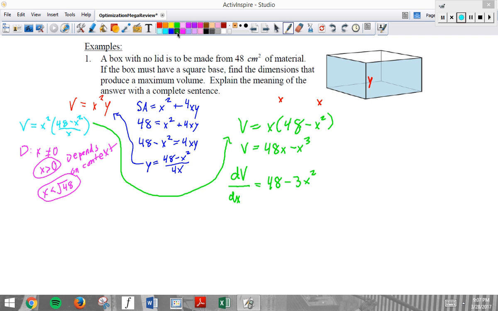Now we want to make a number line. Open. Open. Why is it open? Because it cannot be equal to either of these, because then the other dimension would have problems. I'm going to factor out a 3. No. 16 minus x squared.